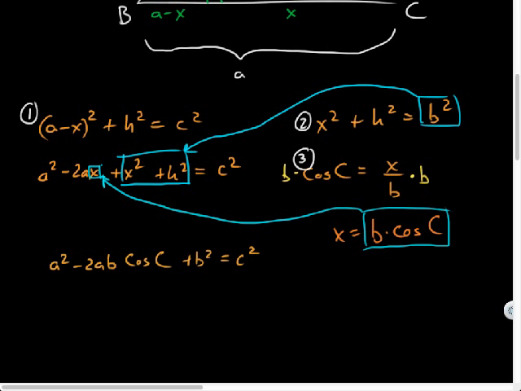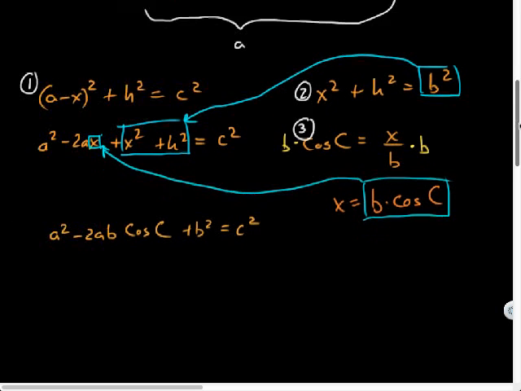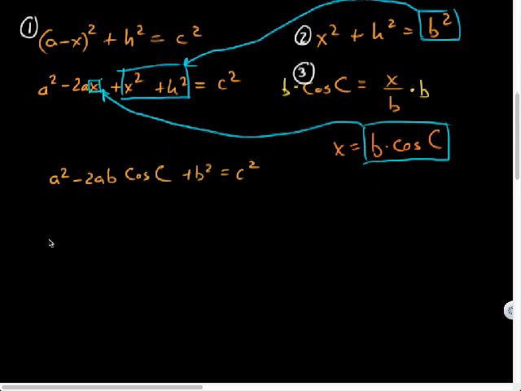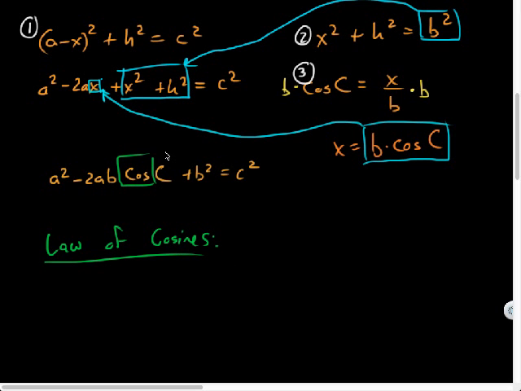Now let me rewrite this a little bit, just a tad. So this is going to be one of our versions of the law of cosines. And you can probably gather that it gets its name from the fact that it's got a cosine in it. And the law of sines had a sine in it. Right? Pretty good names for these.